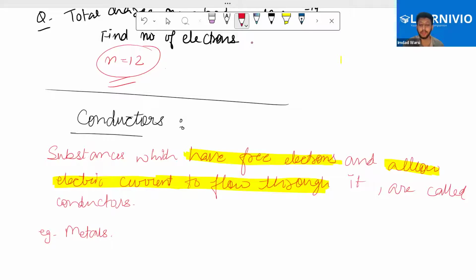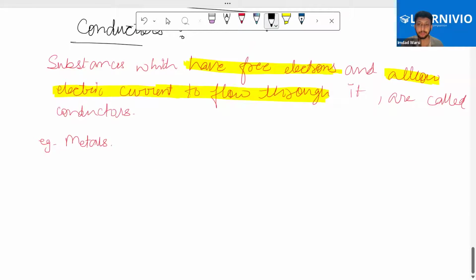Why are metals a good conductor? Because metals have a lot of free electrons, right? And as soon as we conduct electricity, the electrons rush very fast and it's a very good conductor of electricity. Can you tell me which metal is the best conductor of electricity? Silver. Why? Because it has so many free electrons. Silver is the best conductor of electricity.